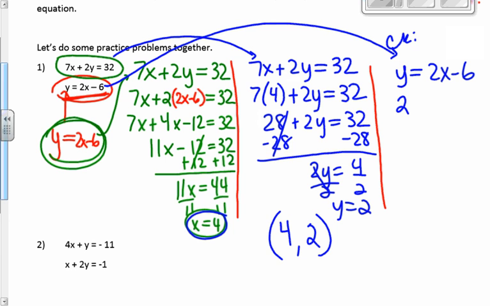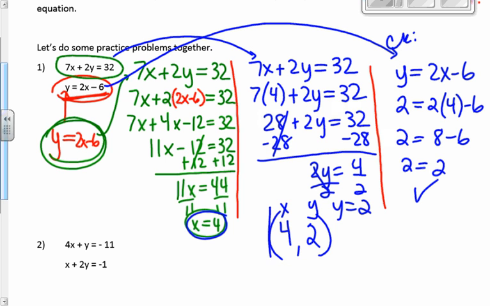And we're going to sub in our y of 2 and our x of 4 just to make sure that it works. So 2 equals 8 minus 6. So 2 equals 2. And that is our correct answer, the point (4, 2).